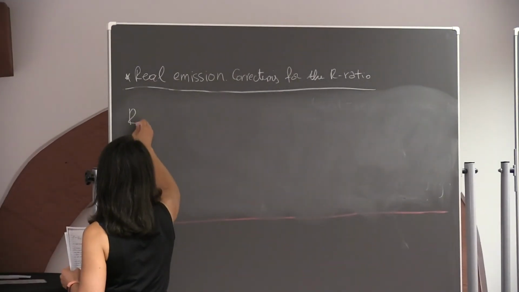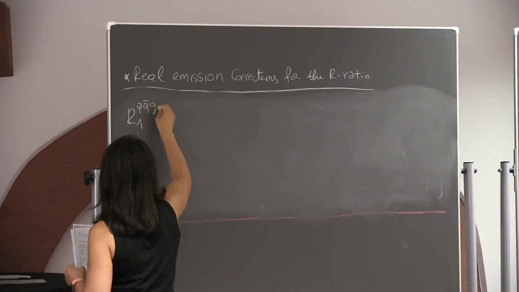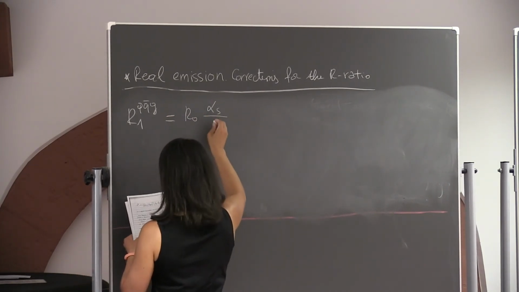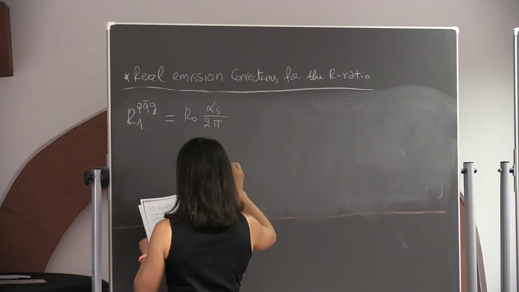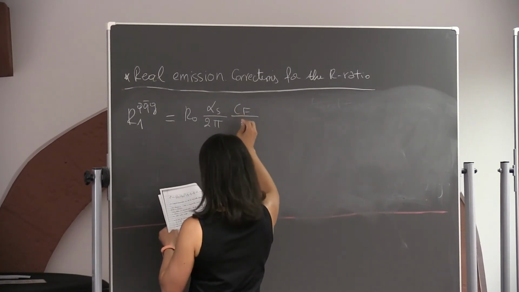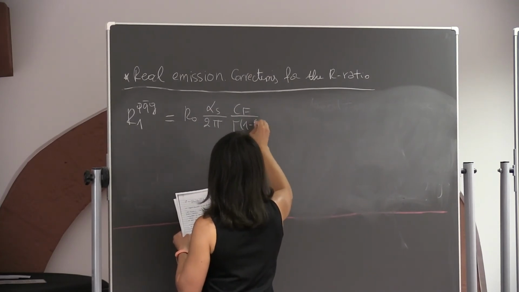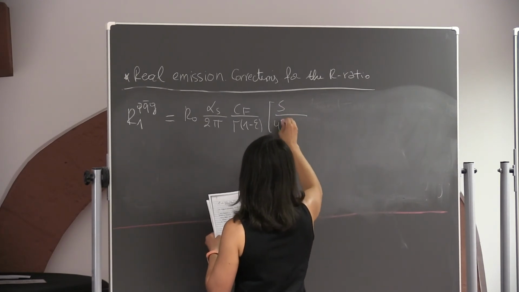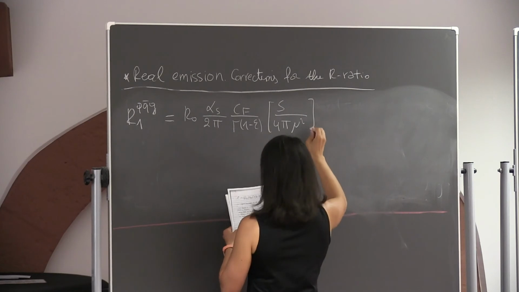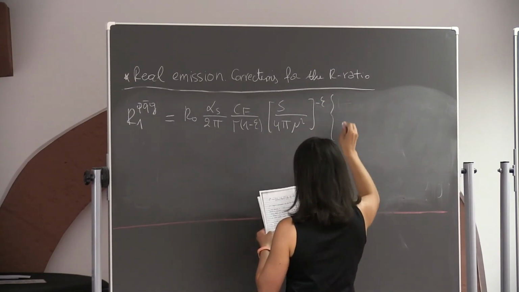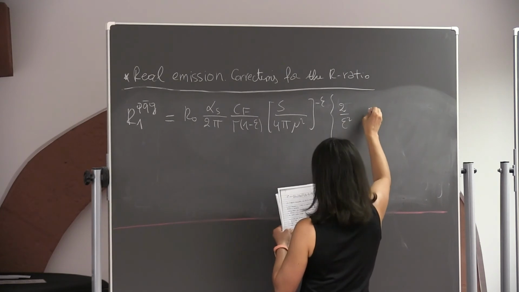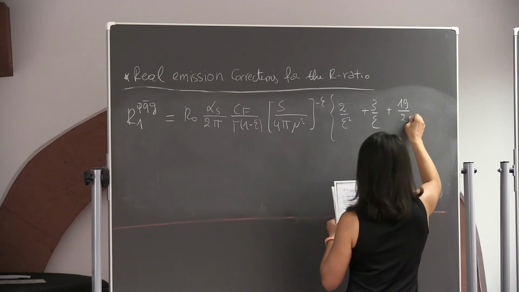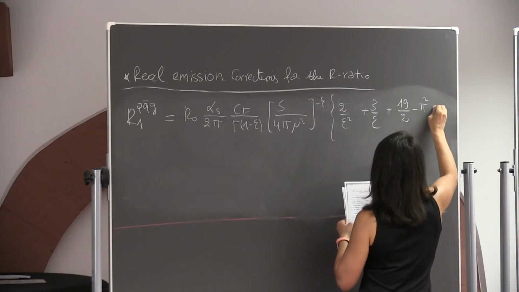R1 becomes, now I have a dependence on mu squared in my result, so 4 pi mu squared to the power minus epsilon times 2 over epsilon squared plus 3 over epsilon plus 19 over 2 minus pi squared plus order epsilon.